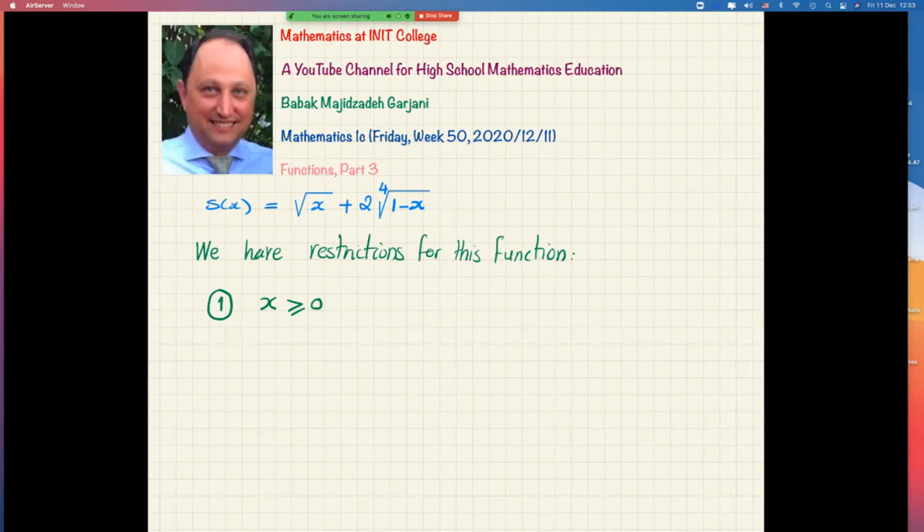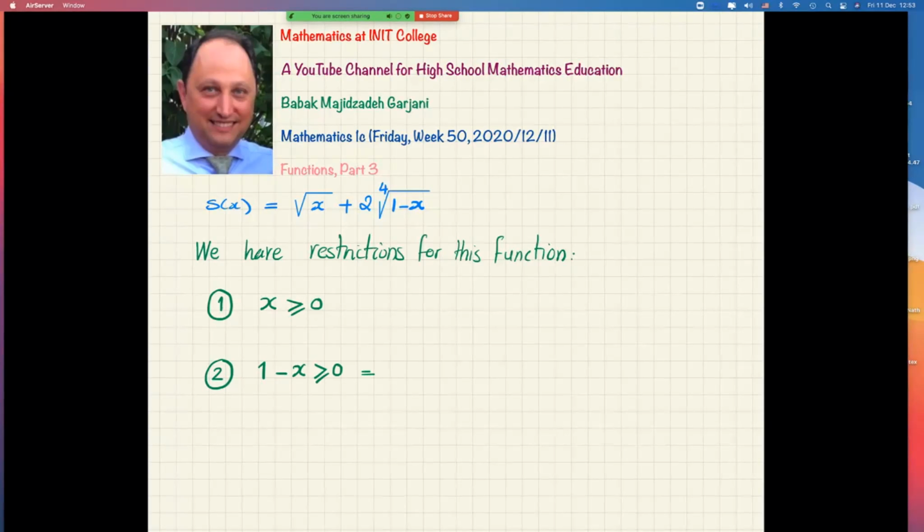But this doesn't guarantee probably the second one. But for the second one, what is the limitation? What should I guarantee for the second bit? X cannot be larger than 1. Okay, but I want you to solve it. So it means that yes, 1 minus x should be greater than or equal to 0.